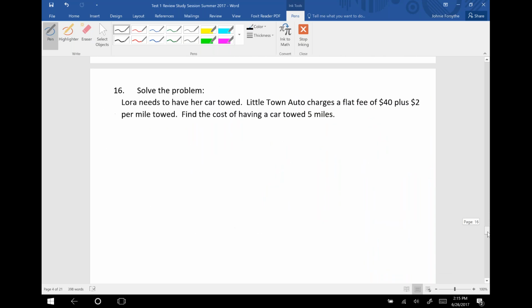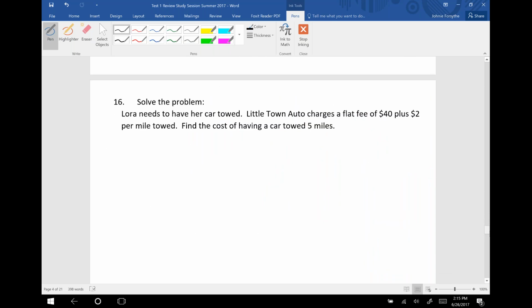Okay. And then the other one, Laura needs to have her car towed. Littletown Auto charges a flat fee of $40 plus $2 per mile. Find the cost of having a car towed 5 miles. Let's try to write the situation as an equation.